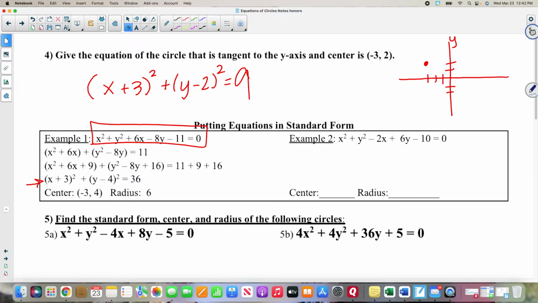Okay? All right, so go to example 2. We're going to do this together. So the first step is you're going to put your x's together. I'll leave a little space. And put your y's together. I don't do the whole parentheses so that I can do all that in one step. Put your x's together, put your y's together, move your constant to the other side, and leave a little space.